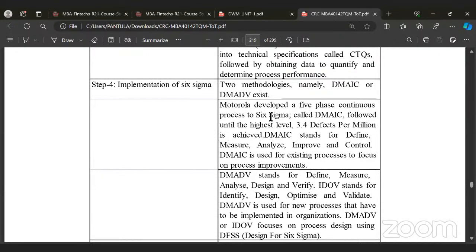Next, step 4, implementation of Six Sigma. Two methodologies, namely DMAIC. We have already seen DMAIC.